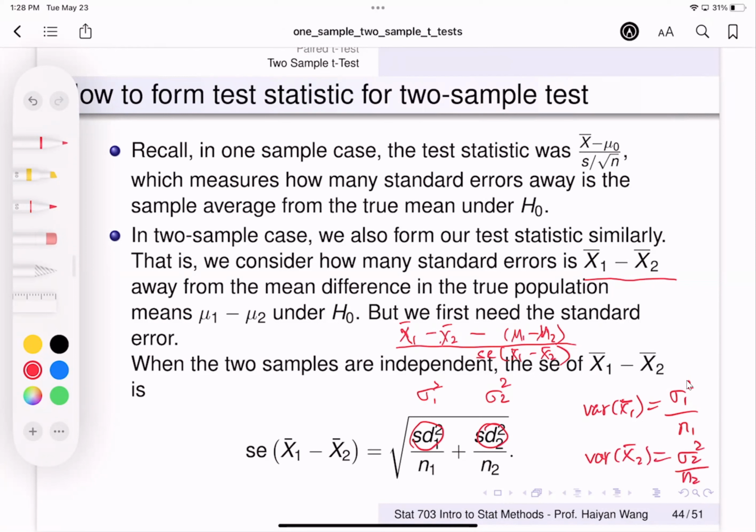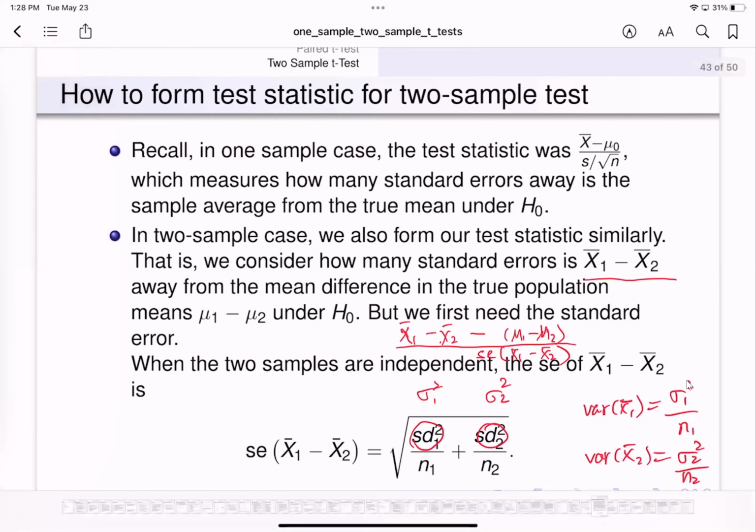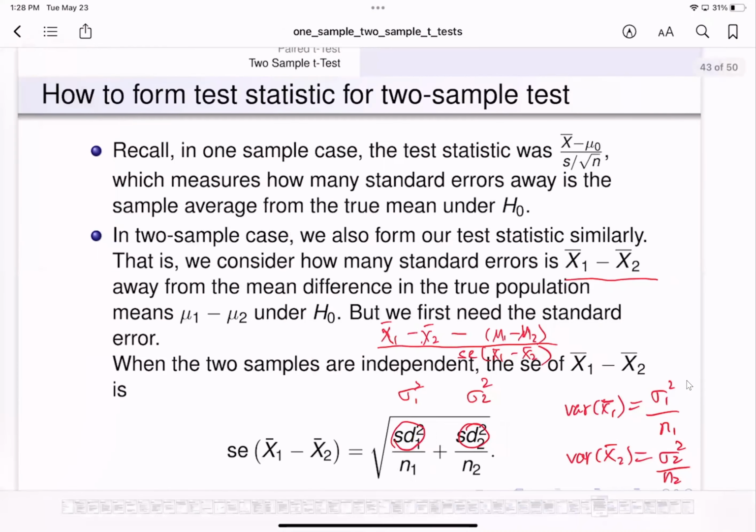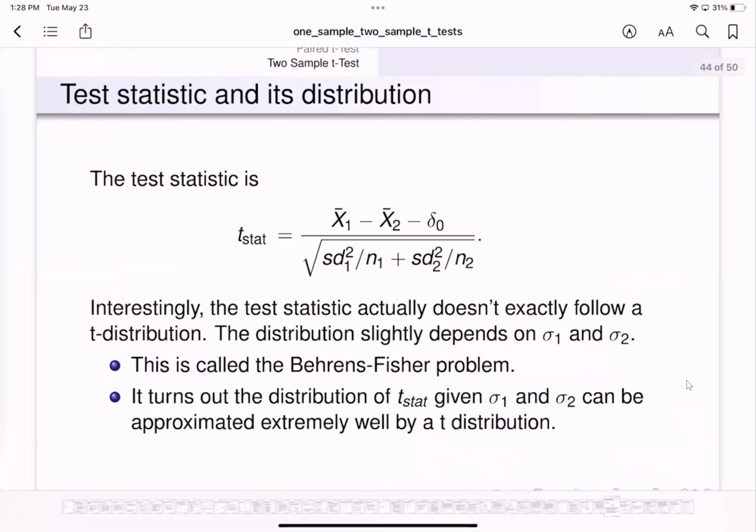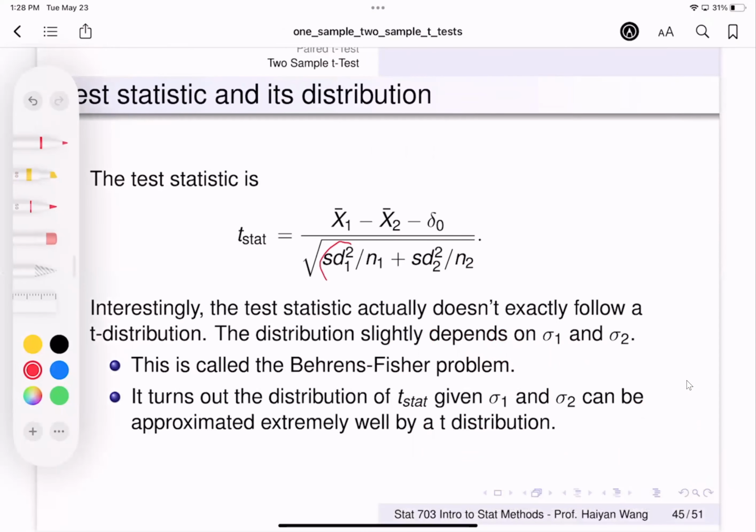But unfortunately, we do not have sigma 1, sigma 2 available. If sigma 1, sigma 2 are both known and they are different, then we simply use the standard deviations of the populations. Otherwise, we use the sample variance from the first sample to estimate sigma 1 squared, and the sample variance from the second sample to estimate sigma 2 squared. And then this gives us the statistic.